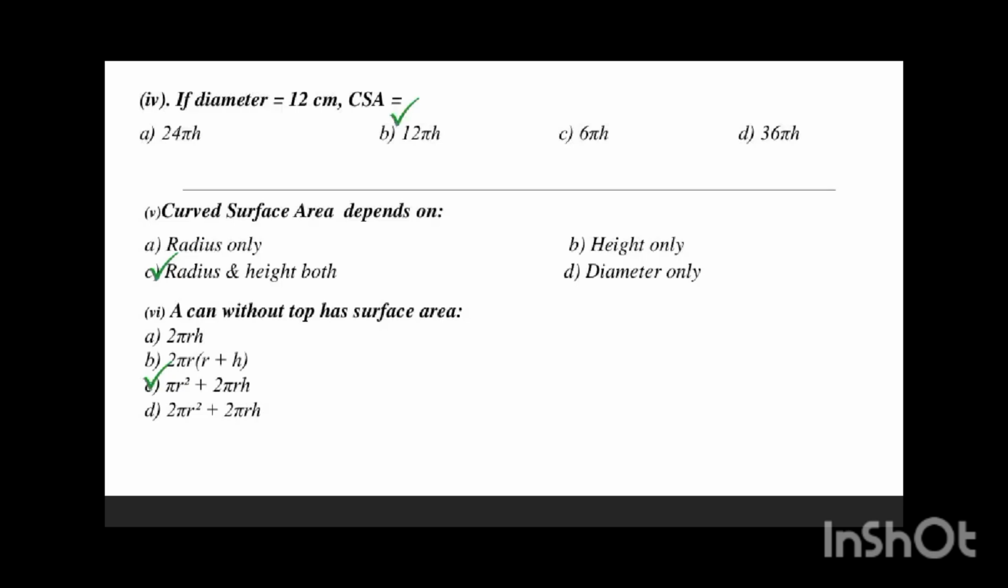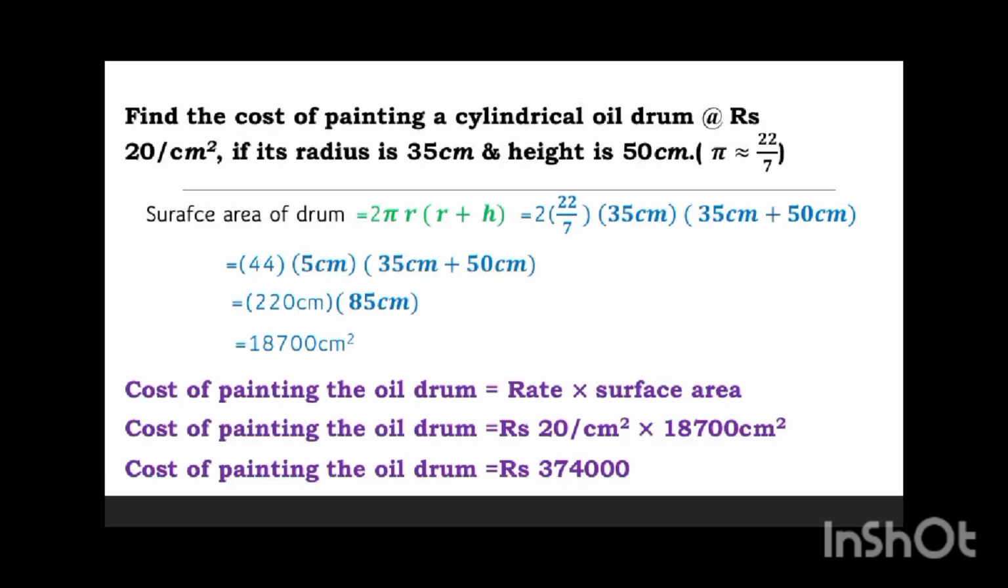A can without top has surface area pi r square plus 2 pi r h, because it does not have top, so we cannot write 2 pi r square. It's pi r square. Find the cost of making a cylindrical oil drum at the rate of rupees 20 per centimeter square if the radius is 35 centimeter and height is 50 centimeter. Pi is equal to 22/7, so surface area of drum is equal to 2 pi r (r plus h), that equals 2 multiplied by 22/7 multiplied by 35 centimeter multiplied by (35 centimeter plus 50 centimeter).